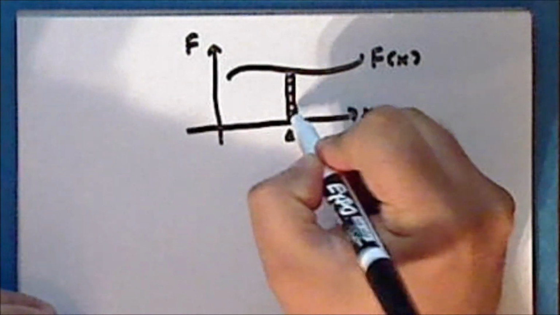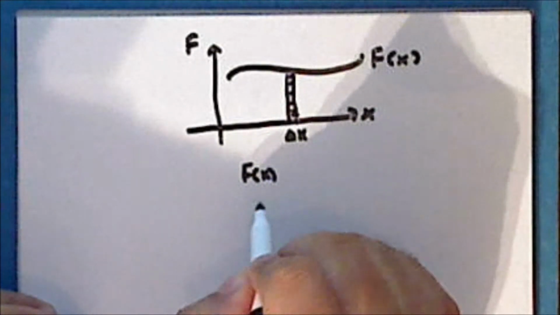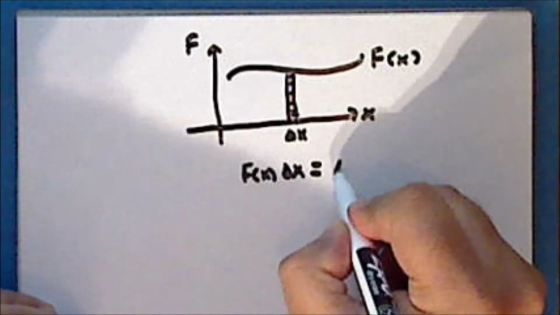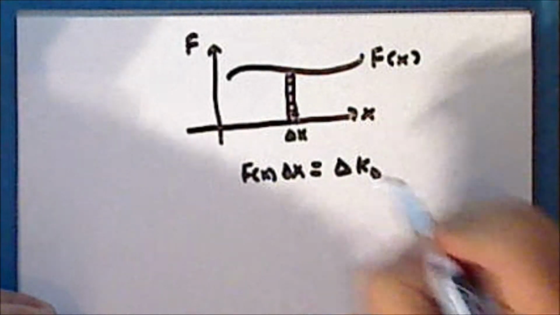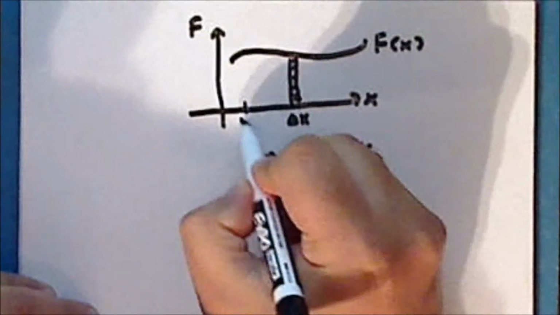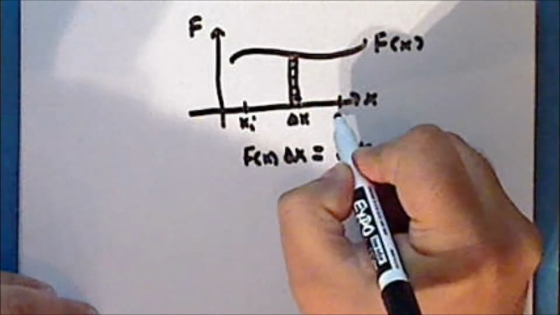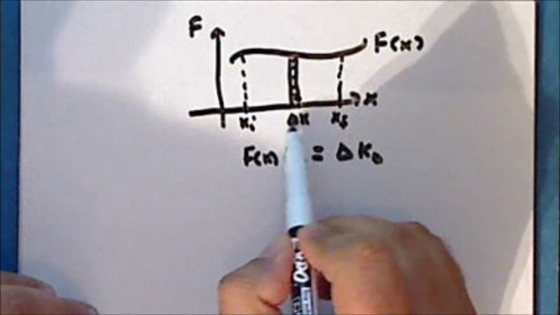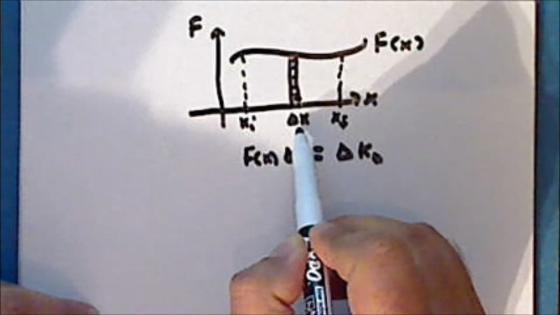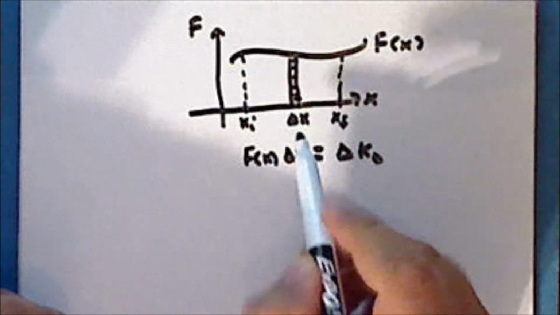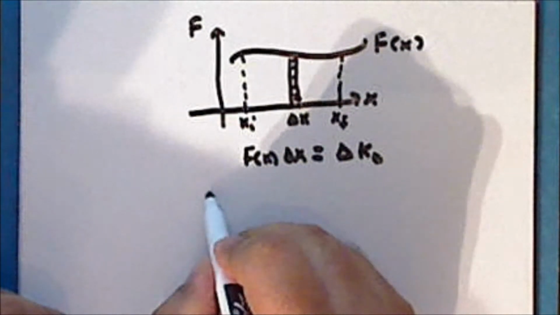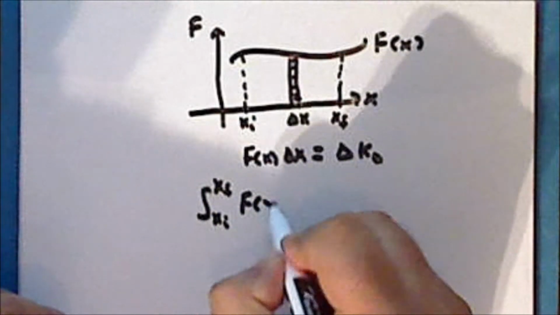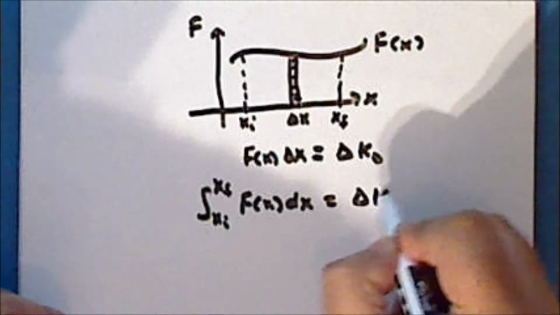Notice that the area of this rectangle is the height, which is the value of the force at that position, times delta x. And by the work-kinetic energy theorem, this is equal to an infinitesimal change in the kinetic energy. So given a start point, x sub i, and an end point, x sub f, we can divide this area into multiple small displacements during which the force is essentially constant, and take the sum. If we then take the limit as delta x approaches 0, we have the integral from x sub i to x sub f of F of x dx, and this is equal to the total change in kinetic energy.